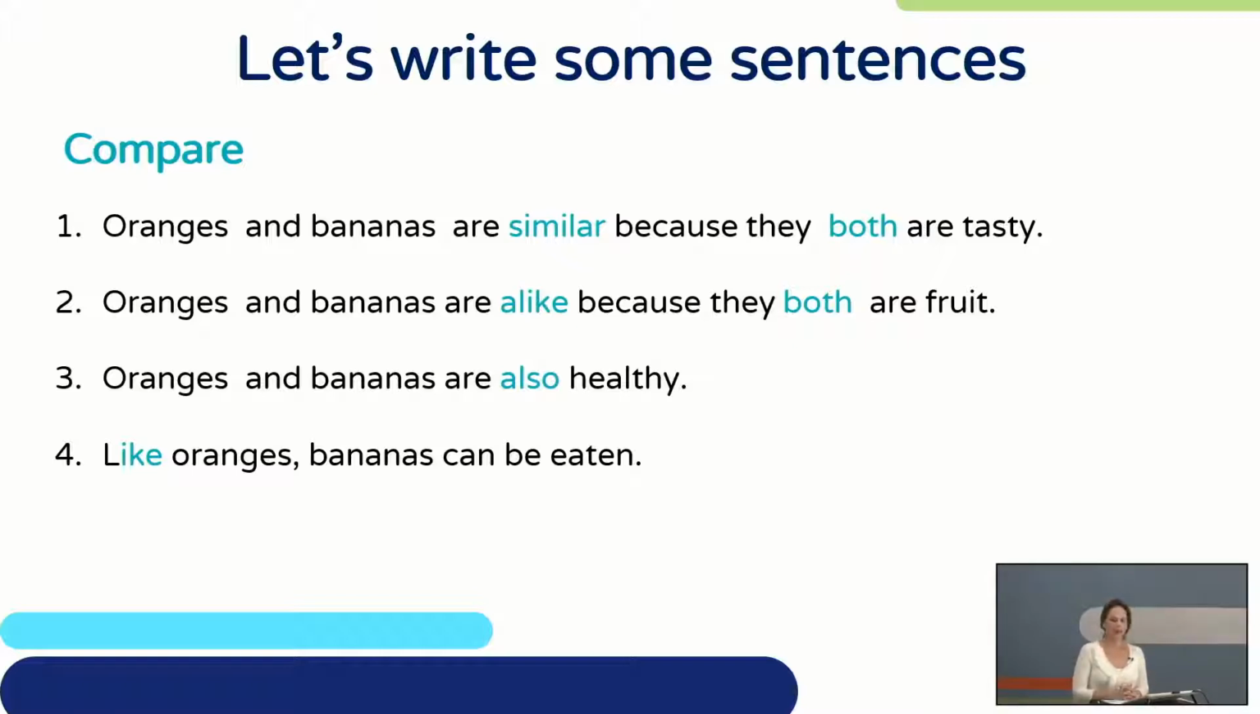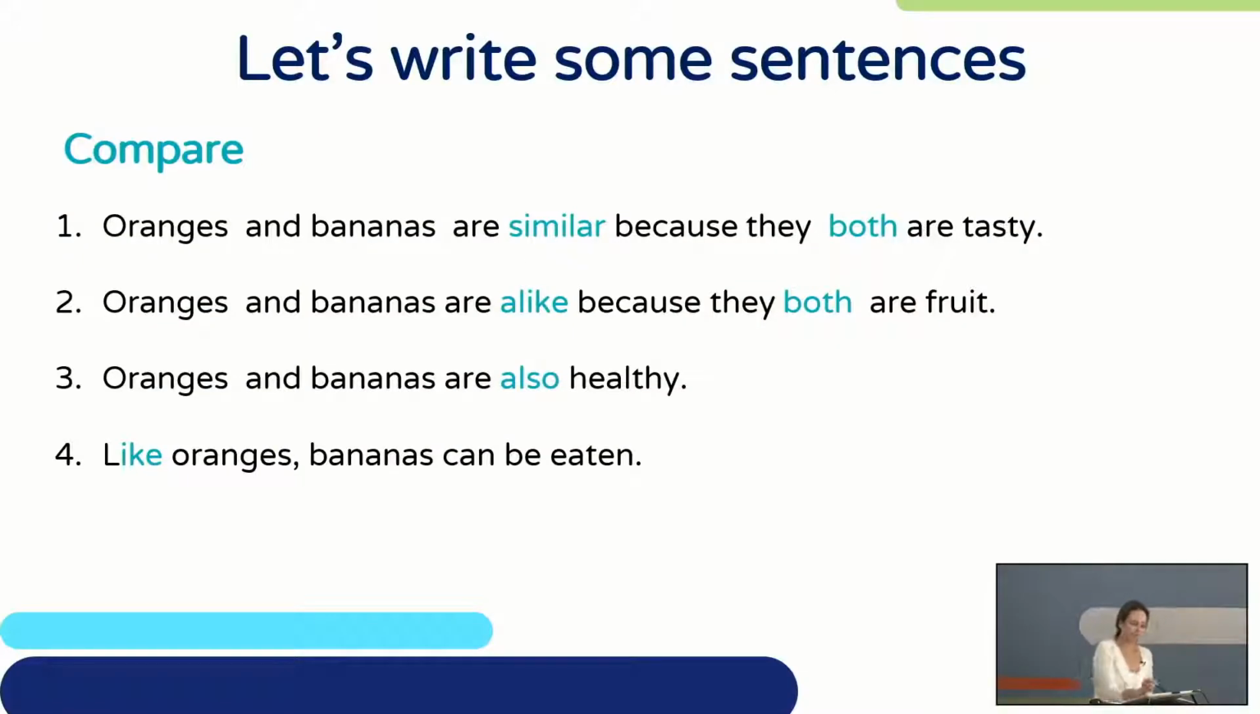Number 3, oranges and bananas are also healthy. Number 4, like oranges, bananas can be eaten. All of these sentences that I made here, I took from the information from my Venn diagram where I wrote in the middle how they are similar.